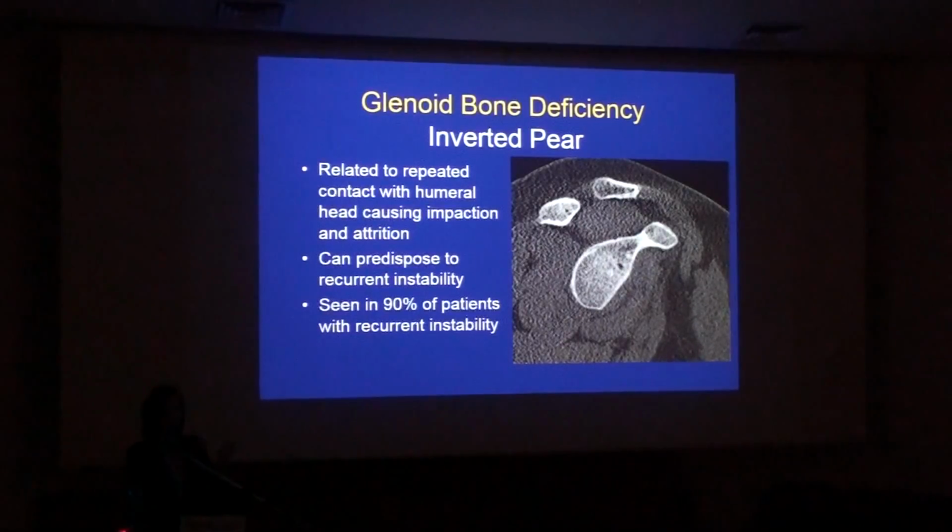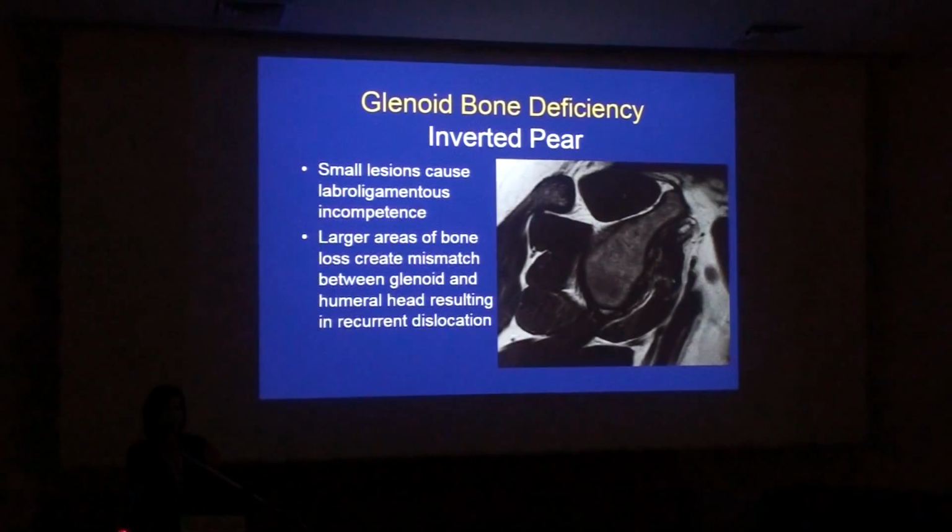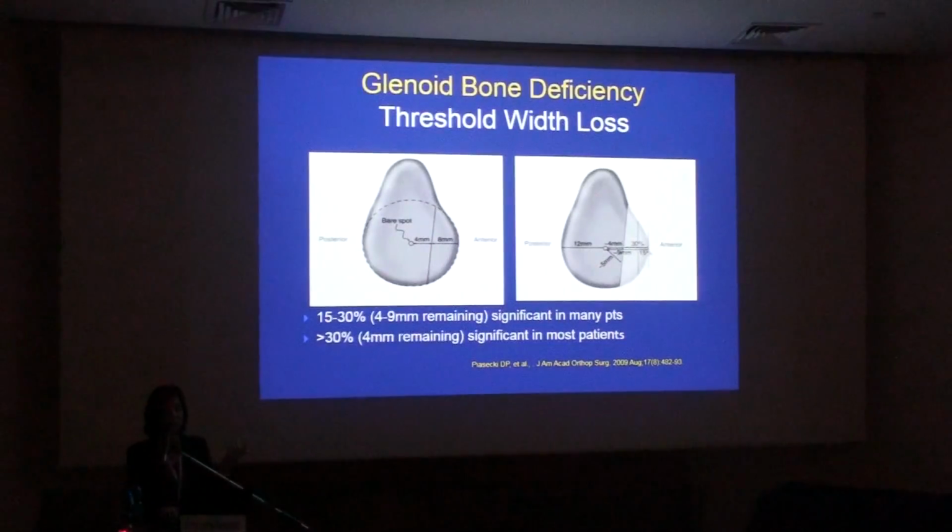I'll show you in a second. It's very flat or just smaller. And so we see this in 90% of patients with recurrent instability. Here you see an MR of that patient. So you want to comment on this anterior glenoid rim, and there are lots of ways to measure that.